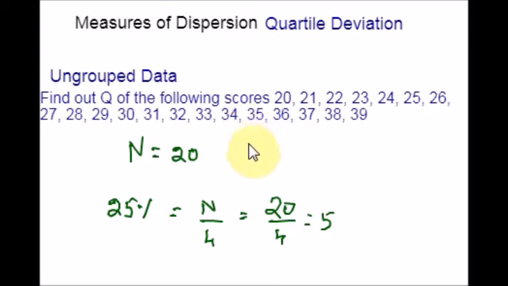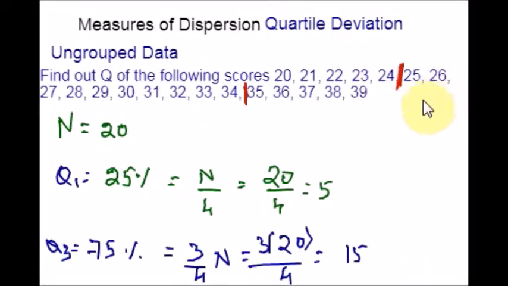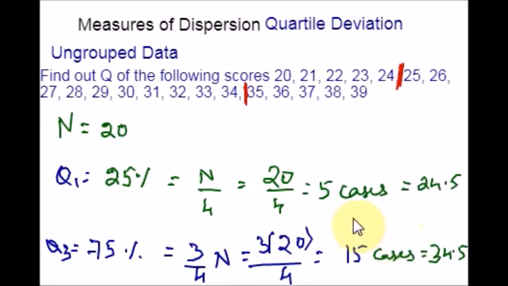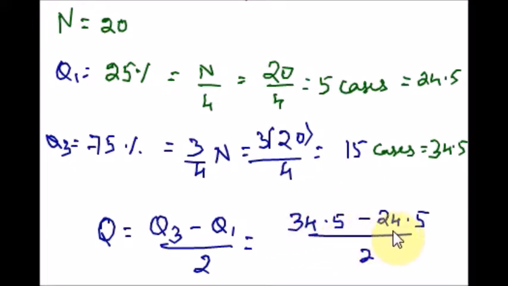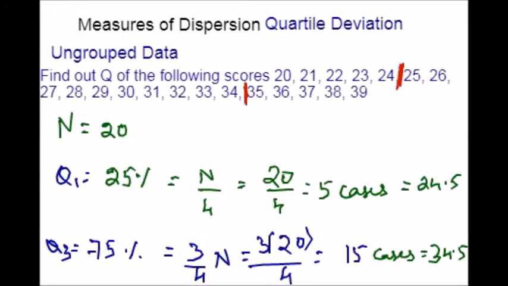After finding Q1 and Q3, just use the quartile deviation formula, (Q3 minus Q1) over 2. Let's do the calculation now. We have first found Q1, the fifth, and Q3, the fifteenth. So below 5 cases, 24.5. Below 15 cases, 34.5. Now let's apply the formula for quartile deviation Q. Just plug in Q3 and Q1 that you got in this formula. The difference between 34.5 and 24.5 is 10. 10 over 2 is 5. Hope you're clear with this example?